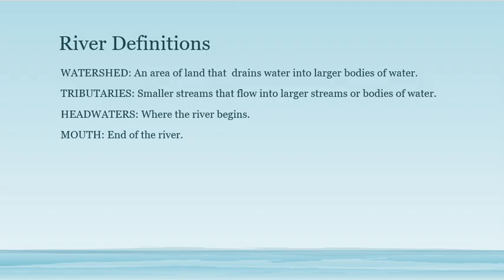Let's go over some river definitions. A watershed is an area of land that drains water into larger bodies of water. Tributaries are small streams that flow into larger streams or bodies of water. Headwaters are where the river begins, and a mouth is the end of the river.